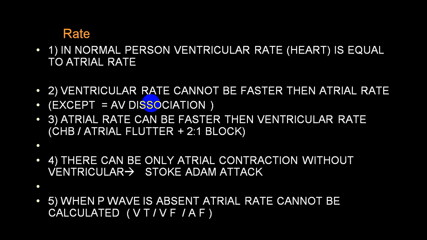But in some conditions, ventricular rate can be faster than atrial rate. By and large, the ventricular rate is equal to the atrial rate. But in case of an AV dissociation, if the idioventricular rate is faster and the atrial rate is slow, you can have a ventricular rate faster than atrial rate because the ventricle is generating impulses on its own and is totally dissociated from the atrial impulse. Hence this is called AV dissociation, atrioventricular dissociation.